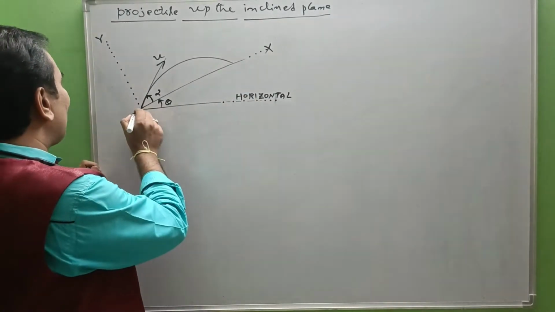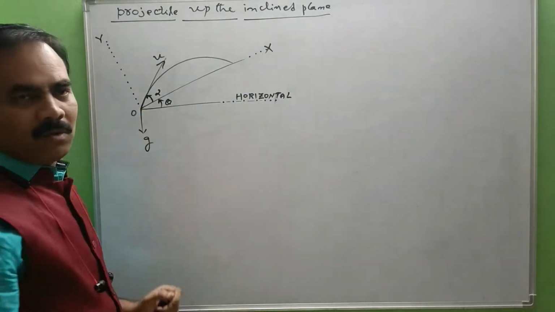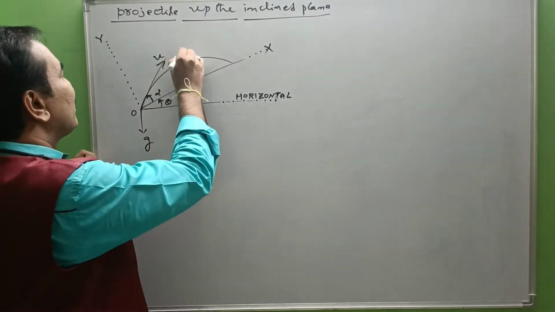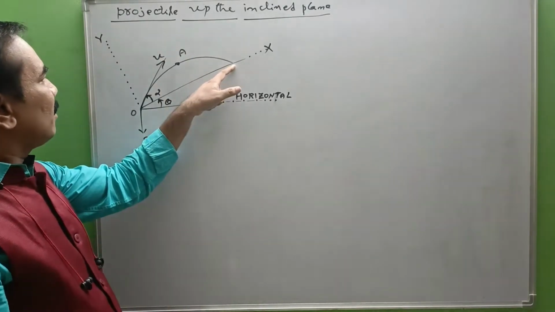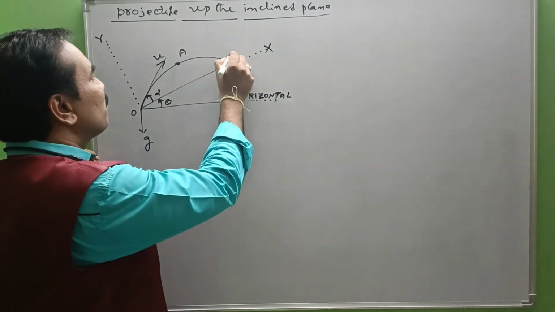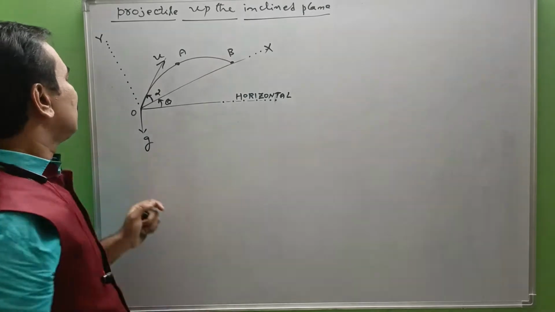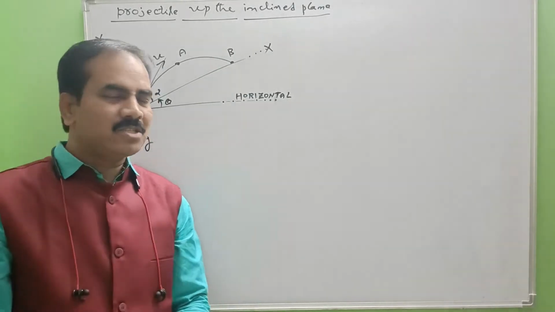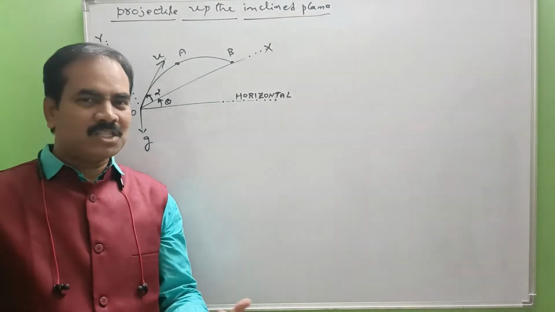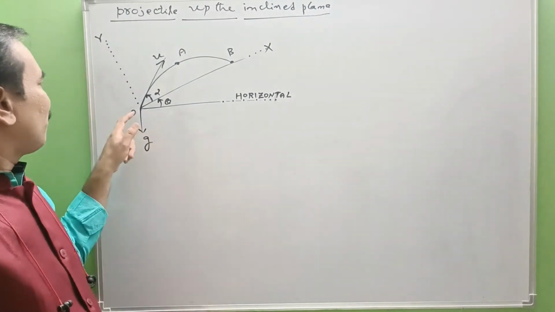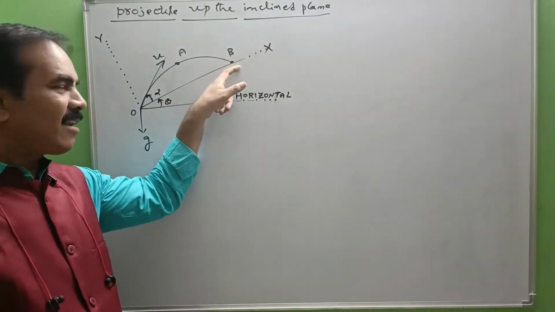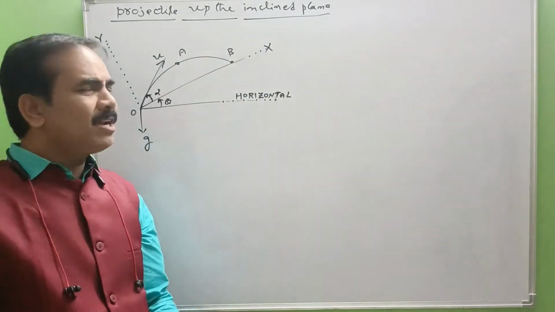So what is the point of projection? Let it be O. What is the highest point here? A. A is the highest point. What is the point at which it strikes the inclined plane? That is B. Am I right? So I took three points O, A and B as shown in its path. So O is the point of projection, A is the highest point and B is the point on the inclined plane at which the body strikes.